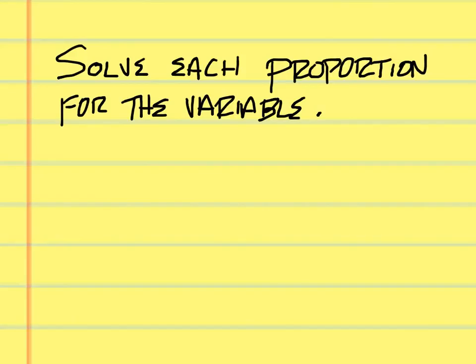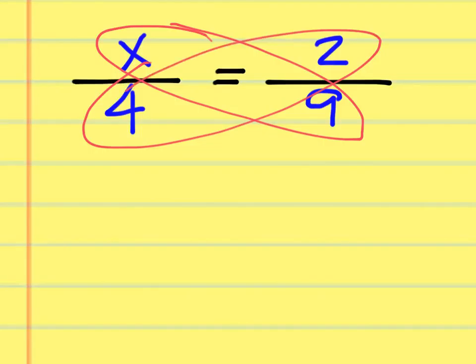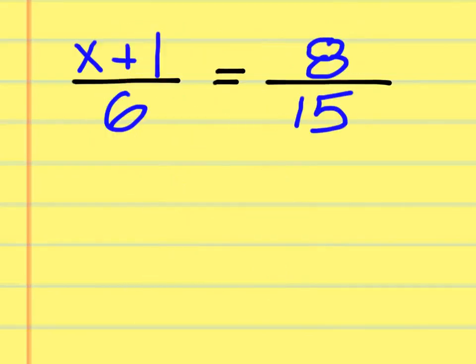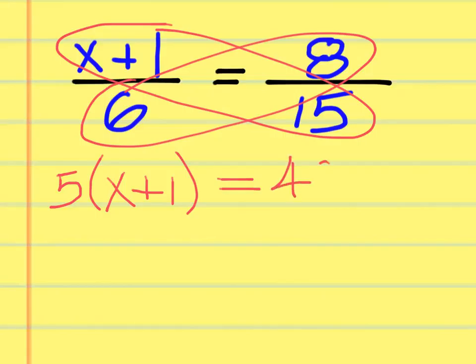Solve each proportion for the variable. x over 4 equals 2 over 9. If you've forgotten, then what you have to do is cross multiply to solve this. And that is 9x equals 8. Divide 8 by 9. This one you still cross multiply there and there, but don't forget when you go top left to bottom right, that is 5 times the quantity x plus 1, and then 6 times 8 is 48. From there you can solve.